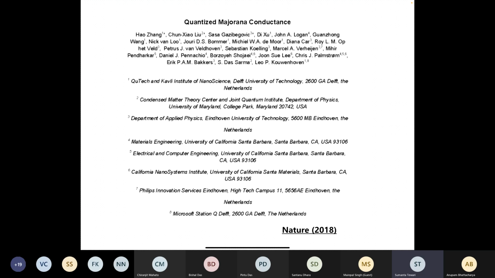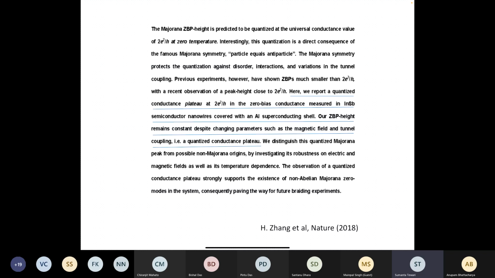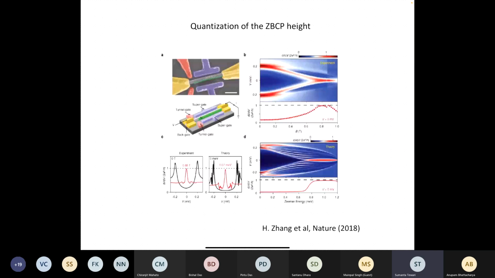This famous paper came out in Nature 2018, where they claimed quantized Majorana conductance. So you can see the claim here. We report a quantized conductance plateau at 2e²/h in the zero bias conductance measured in indium antimonide semiconductor nanowires covered with an aluminum superconducting shell. Our zero bias peak height remains constant despite changing parameters such as the magnetic field and tunnel coupling. That is, it is a quantized conductance plateau. So they are actually saying two things. Not only have they finally found a peak above a critical magnetic field, and the peak height is 2e²/h, but also the peak height remains unchanged as they change the parameters, the magnetic field or the tunnel barrier height. In these experiments, you do need to apply a tunnel barrier.